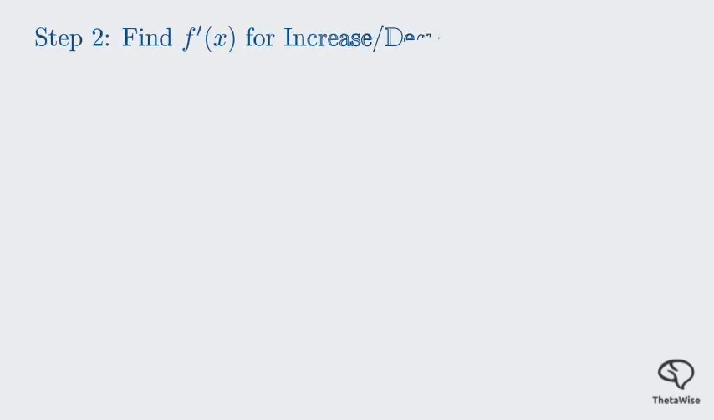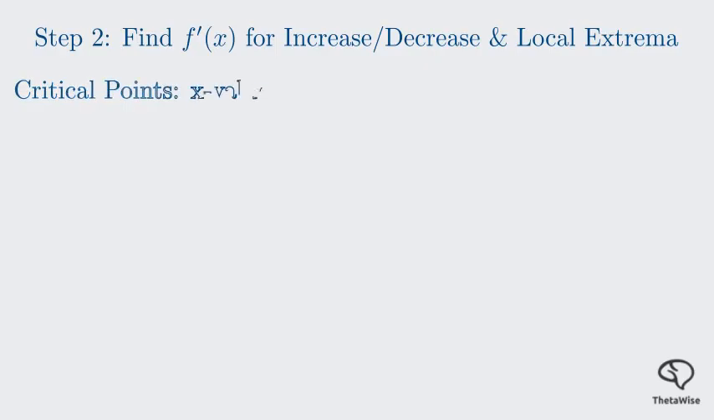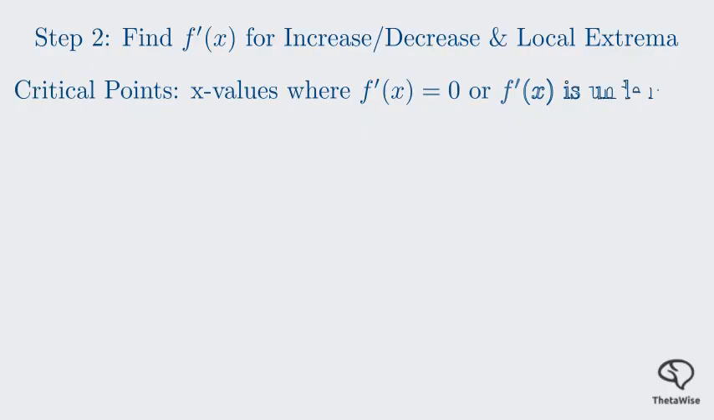Now for the second step, using the first derivative. Our objective here is to find where the function is increasing or decreasing and to locate any local maxima or minima. We'll use the first derivative, f′(x), to find intervals of increase and decrease, and to classify local extrema. First, we need to find the critical points. Critical points are the x values where the first derivative is either 0 or undefined. These are the only places where a function can change from increasing to decreasing, or vice versa. For a polynomial, the derivative is always defined, so we just need to find where it's 0.